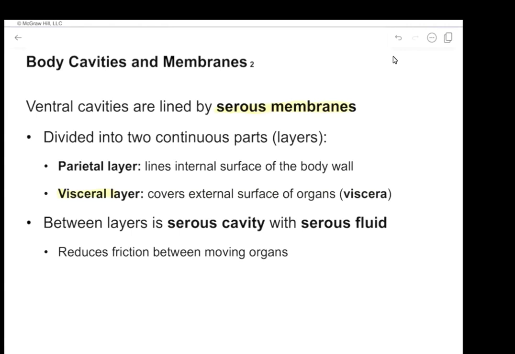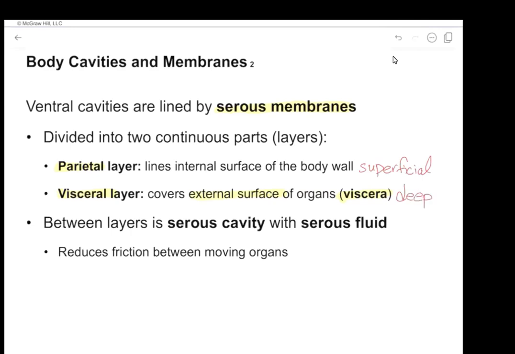visceral layer, which is in direct contact with the external surface of the organ. When we talk about organs, we sometimes refer to them as the viscera. Now, superficial to that layer is the parietal layer, and you should know what superficial means now, closer to the external part of the body. But when we talk about layers, remember it's visceral or it's deep versus superficial. So the more superficial layer is going to be the parietal layer. The deeper layer is going to be the visceral layer.